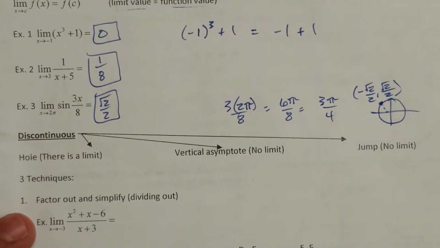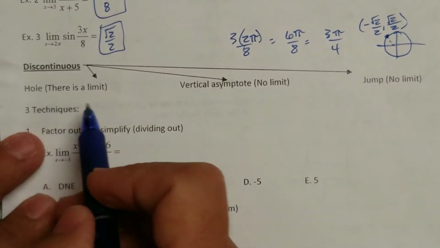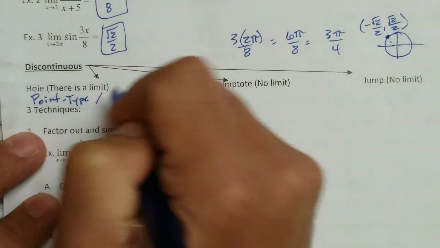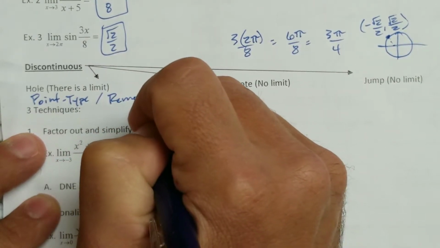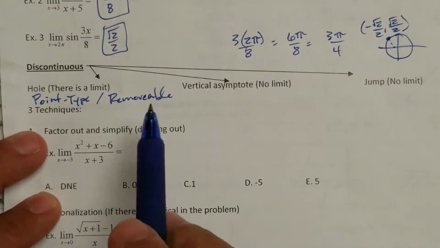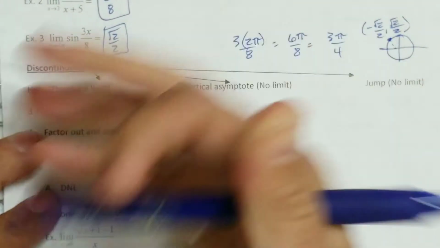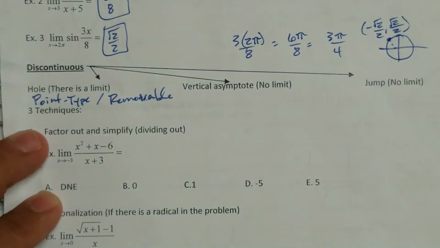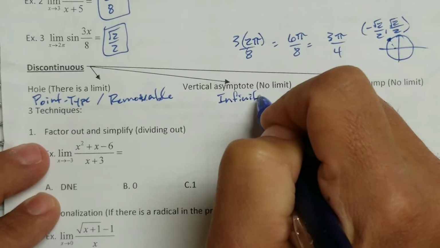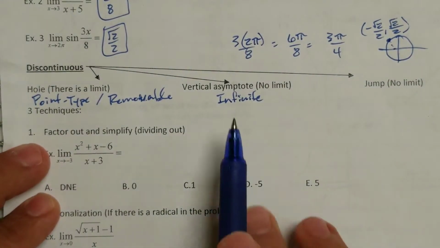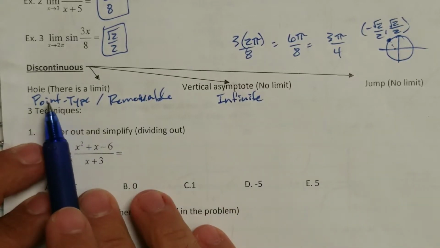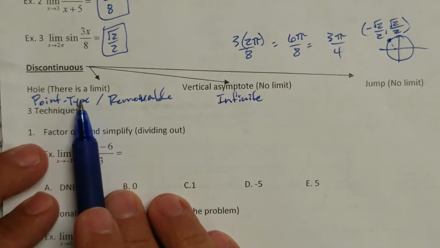All right, reminder of all the discontinuities. You have a hole, which is the same as point type. Also the same as removable. This is also called infinite. Vertical asymptote is infinite discontinuity. And then you have jump. So vertical asymptote and jump discontinuity, neither one of those have a limit value. Where the hole does have a limit value, we say that that's the intended y value.